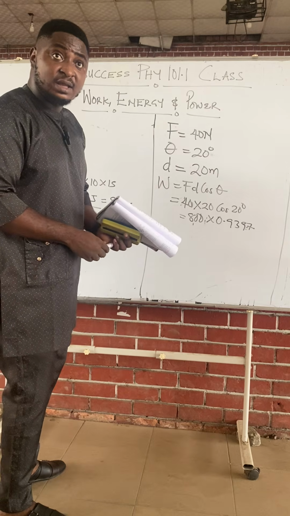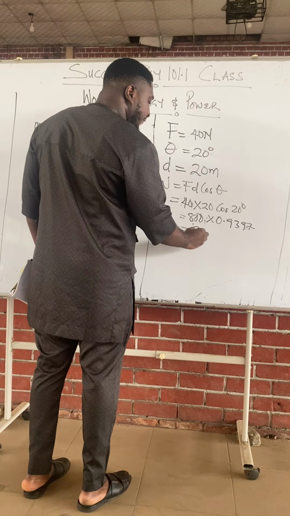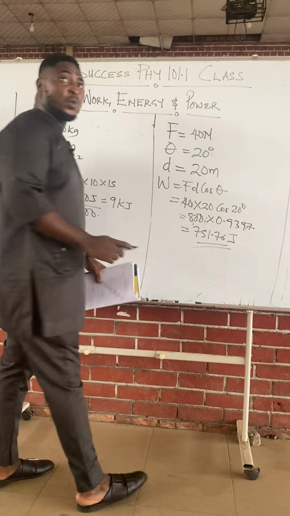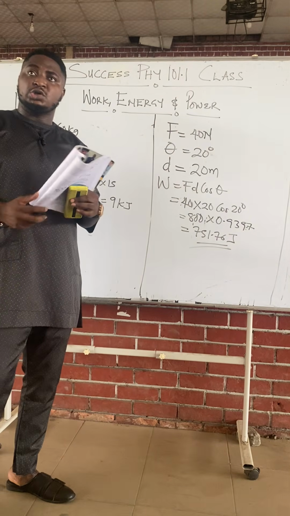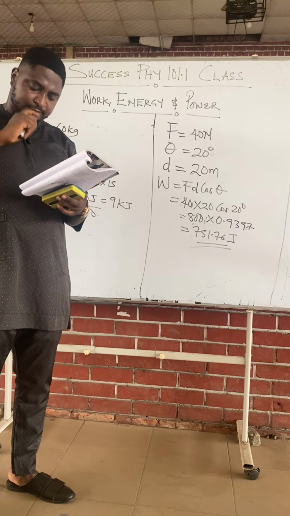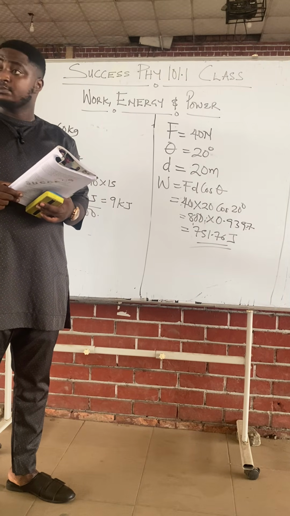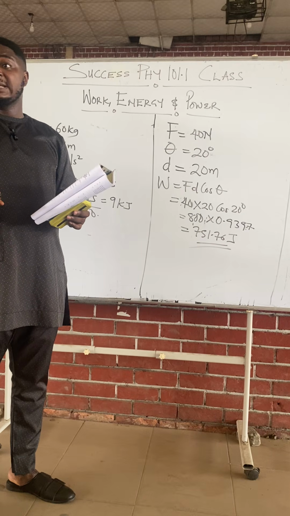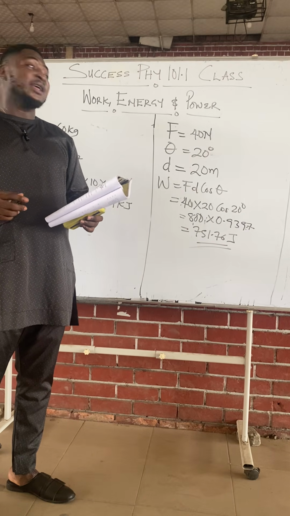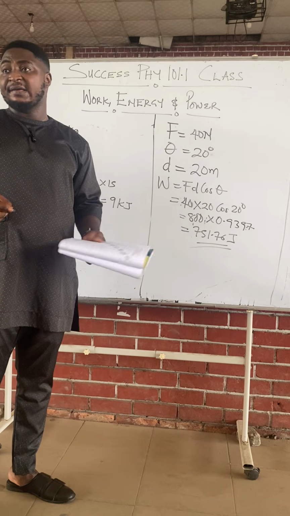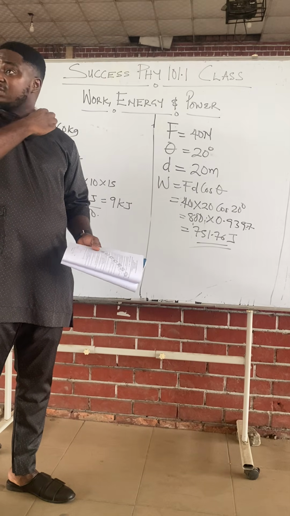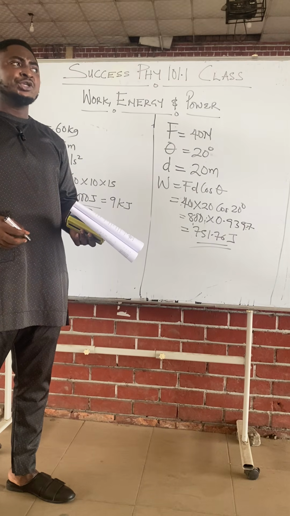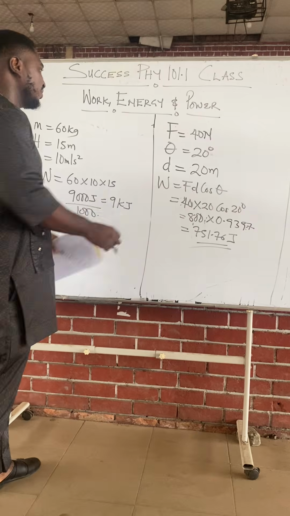The answer is 751.76 joules. Oh, you prefer sine? It's not a valid question because the formula says cos theta. When someone has told you cos, the formula has been derived already: F D cos theta.